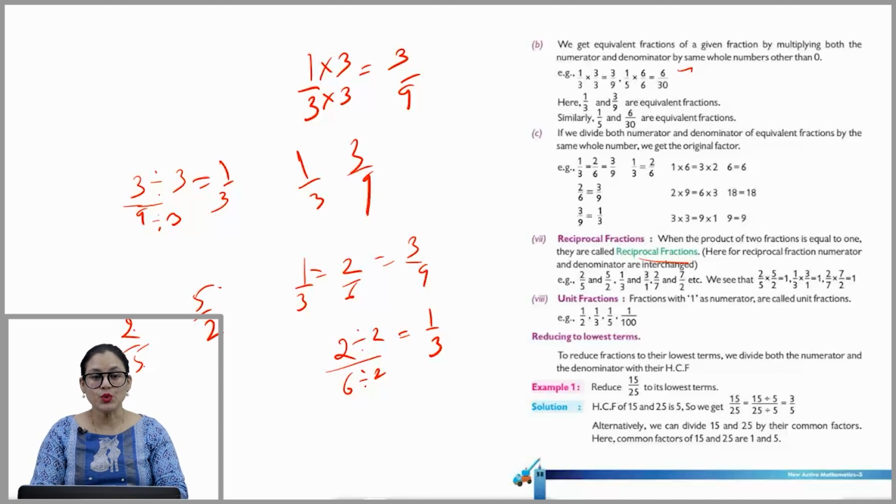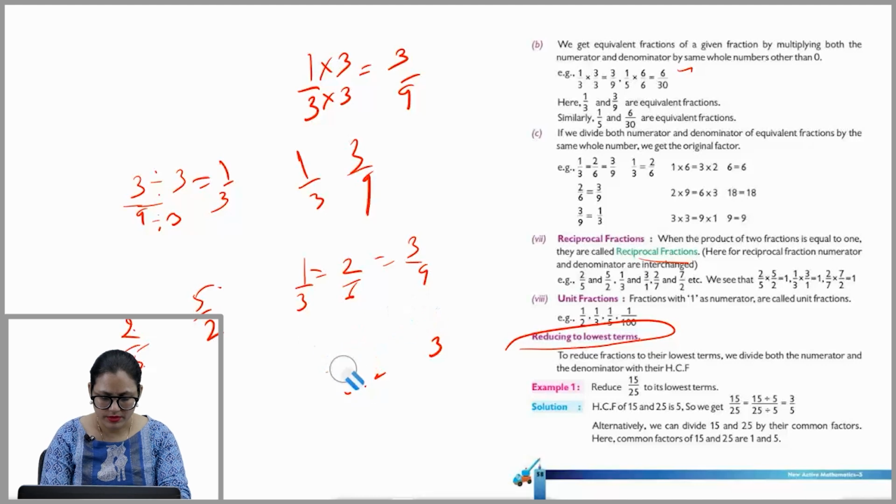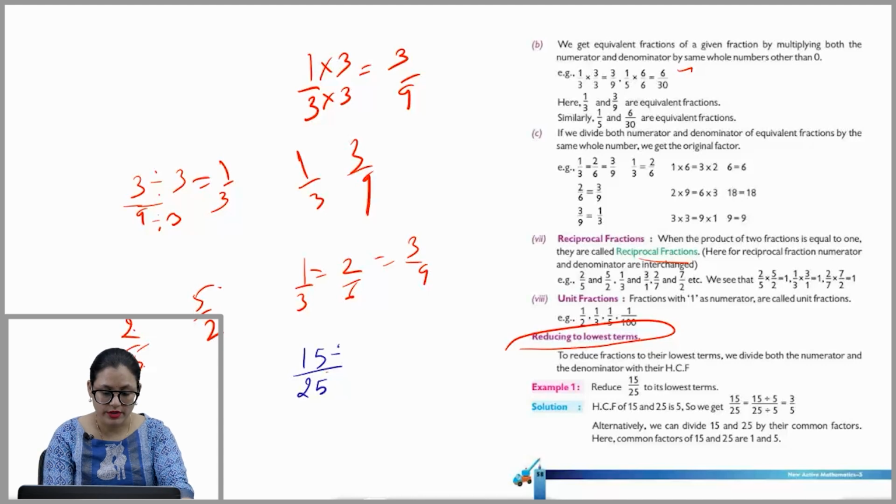Now, reducing to lowest terms. To reduce fractions to their lowest terms, we divide both the numerator and the denominator by their HCF. For example, you have to reduce 15 by 25 to its lowest term. So we have this fraction 15 by 25. You have to divide this by the HCF of these two numbers. HCF of these two numbers is 5.